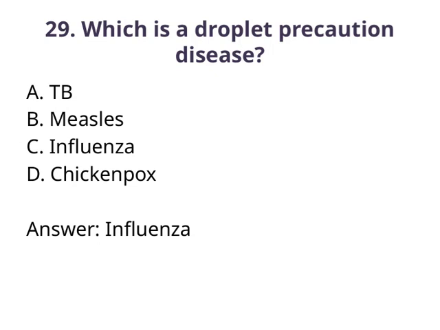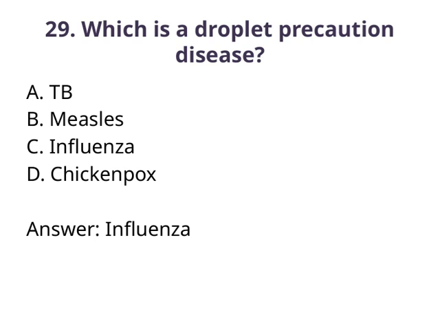Let's take a look at the options here. We have TB, measles, influenza, and chickenpox. Now, which of these is a disease that requires droplet precautions? The key thing to remember is that droplet precautions are used for illnesses that spread through large respiratory droplets when an infected person coughs, sneezes, or talks. These droplets don't travel very far, usually about 3 to 6 feet, and they can infect others if they land on mucous membranes. So, considering this, influenza is a classic example of a droplet precaution disease.